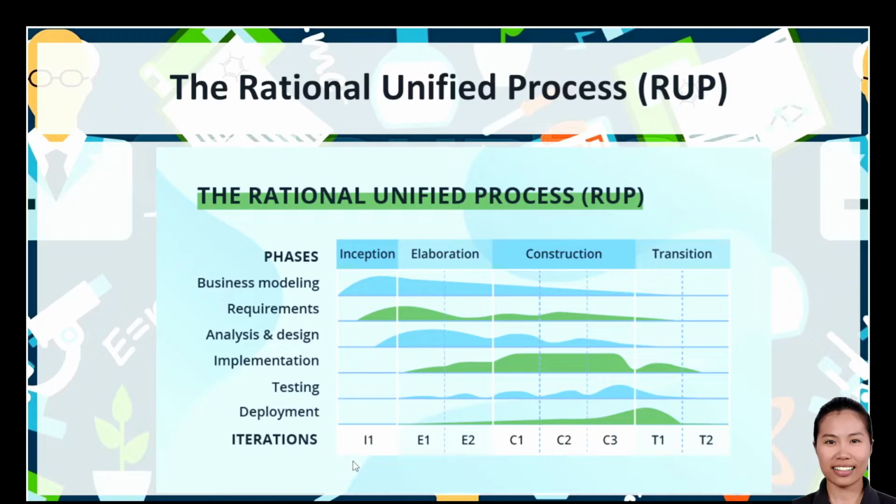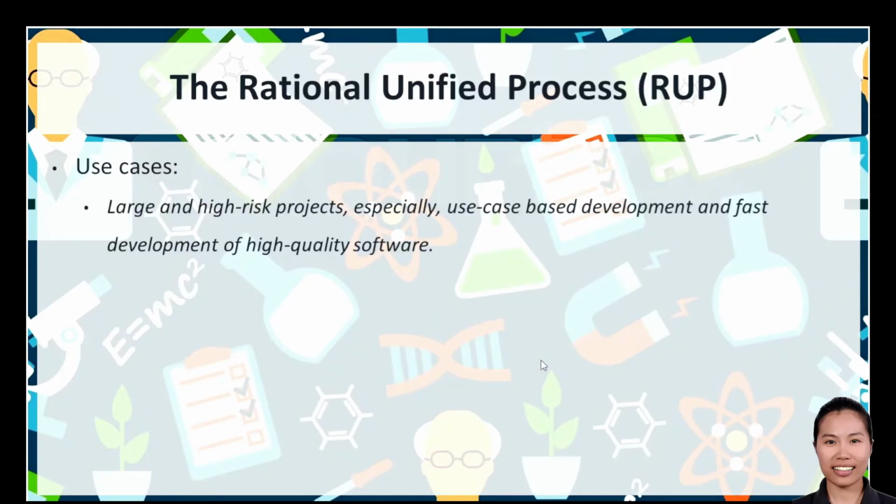So RUP helps to build stable and at the same time flexible solutions, but still, this model is not as quick and adaptable as the pure agile group, such as Scrum, Kanban, and XP. The degree of customer involvement, documentation intensity, and iteration length may vary depending on the project needs. Okay, so ito naman yung RUP. Now, you usually use RUP sa large and high-risk projects, especially use case-based development and fast development of high-quality software.